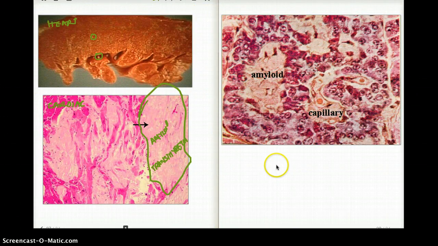Now, the amyloidosis we see in diabetics is around blood vessels. So you can see that these are the capillaries, right? And you can see how you cannot really see the lumen because they're all kind of deposited with the white amyloid all over. So this is commonly seen in diabetes mellitus.